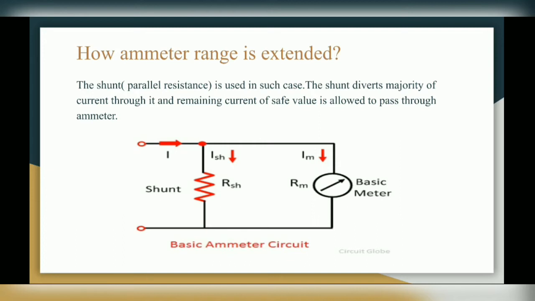In this diagram you can see there is a basic meter which is connected in parallel to the shunt resistance, which is denoted by RSH in red color. So this is the basic ammeter circuit. In this, the basic meter is connected in parallel with the shunt resistance.